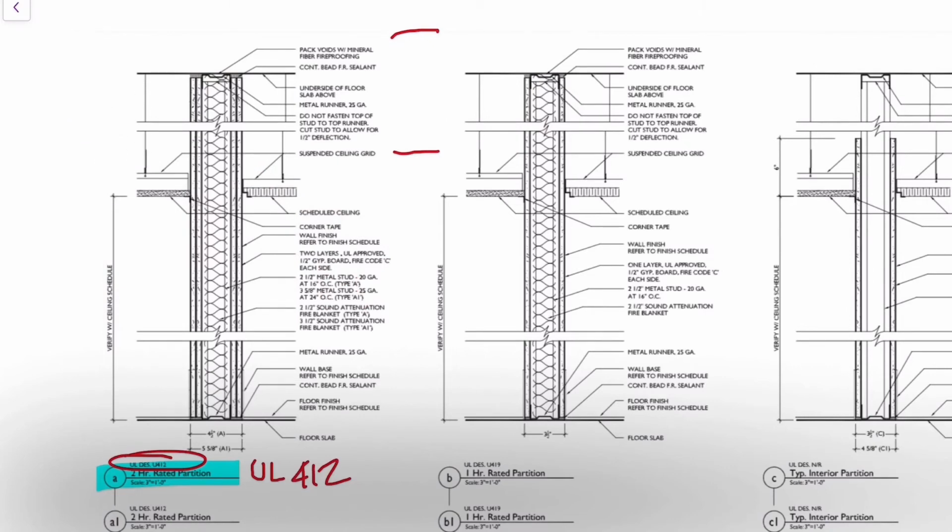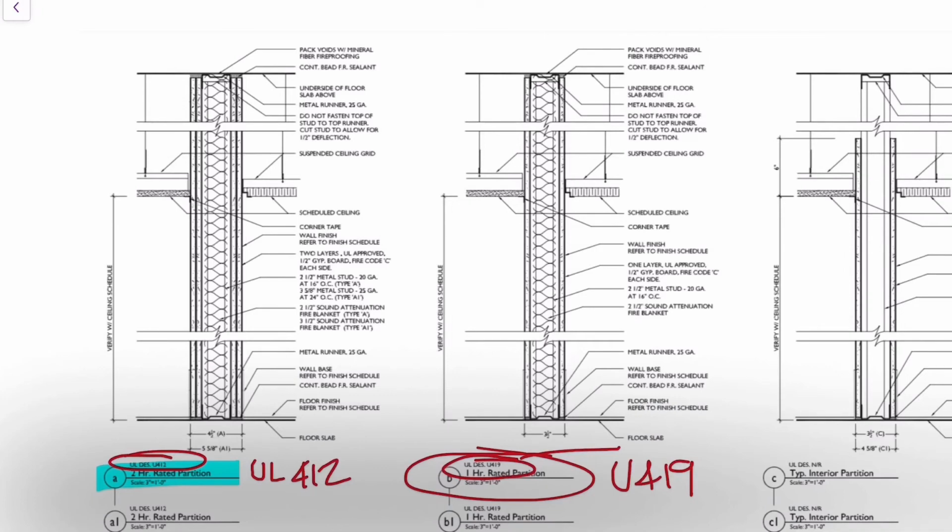The 1 hour fire rated partition, this guy here. You'll notice the UL designation, oops, I probably drew over that so you can't see it, but it's U419. If you go to the UL website or UL guide, you'll note that the walls are designed a little differently than what these look like, although these are based off of those requirements in the UL guide.